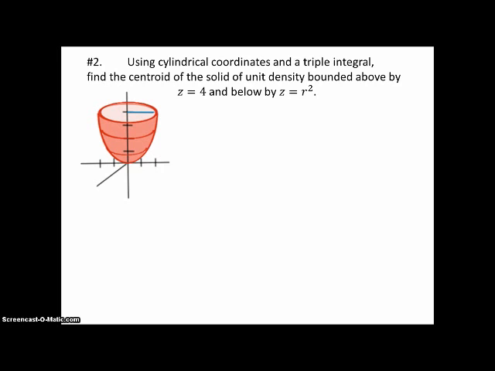at z equal 4. And then z equal r squared just means that when r is 0, z is 0. When r is 1, z is 1. And when r is 2, z is 4. And then you're done.